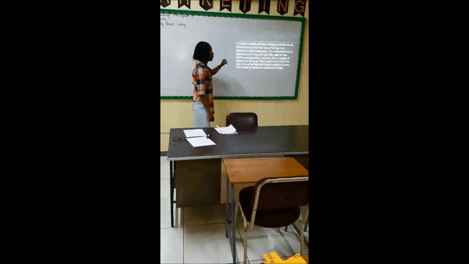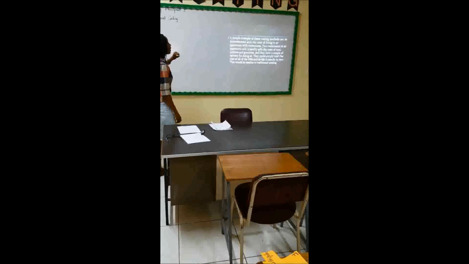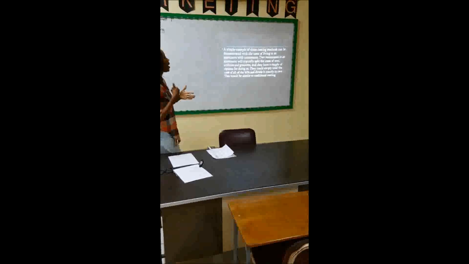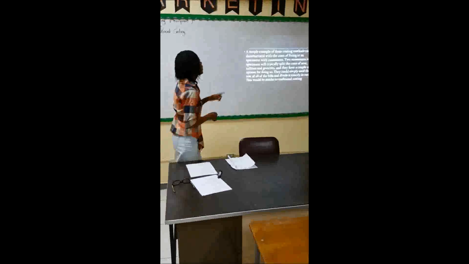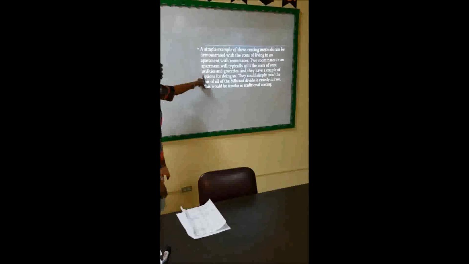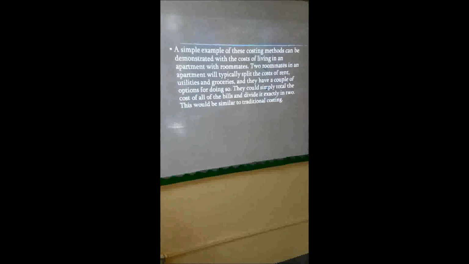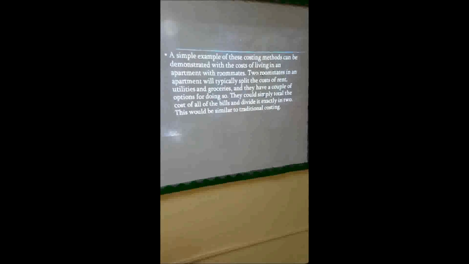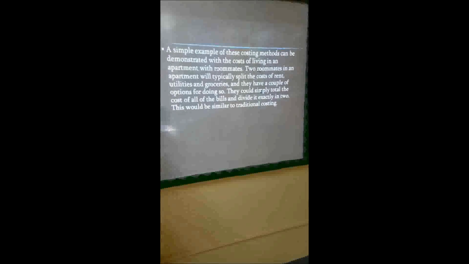And then this is another example. And it says, a simple example for this costing method can be demonstrated with the cost of living in an apartment with roommates. Listen to this. Two roommates in an apartment will typically split the cost of rent, utilities, and groceries, and they have a couple of options for doing so. They could simply total the cost of all the bills and divide it exactly in two. This would be similar to a traditional costing, exactly what we were saying just now in our definition. Alright, let's move on to the next slide.